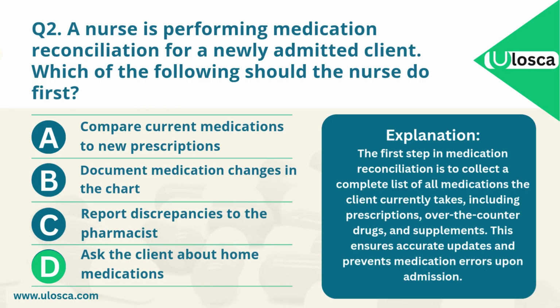Explanation. The first step in medication reconciliation is to collect a complete list of all medications the client currently takes, including prescriptions, over-the-counter drugs, and supplements. This ensures accurate updates and prevents medication errors upon admission.